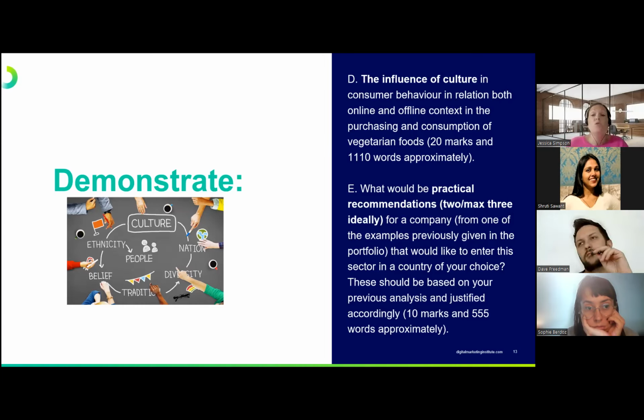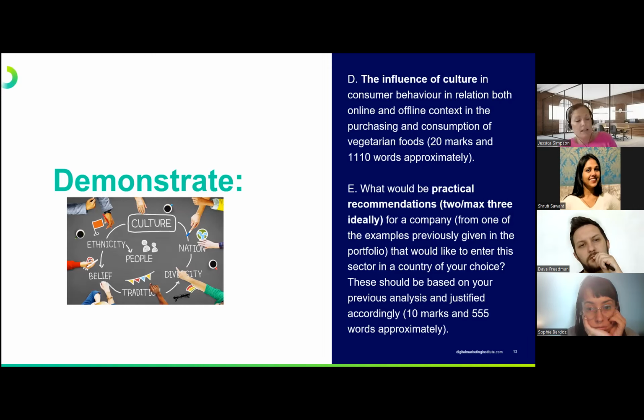So if you want to, you can choose one of the companies you've identified in the industry, or you can choose the scenario whereby you are helping a new company launch into the market. So your recommendations would be based on that. What do they need to consider? 2 or 3 recommendations that they need to consider in order to launch into this market based on the consumer behavior elements that you've identified.